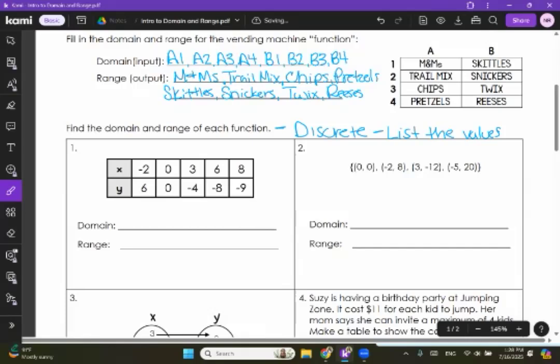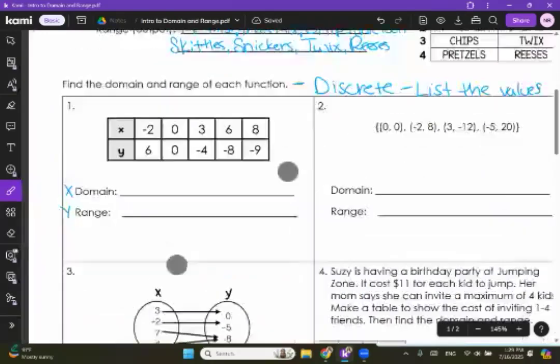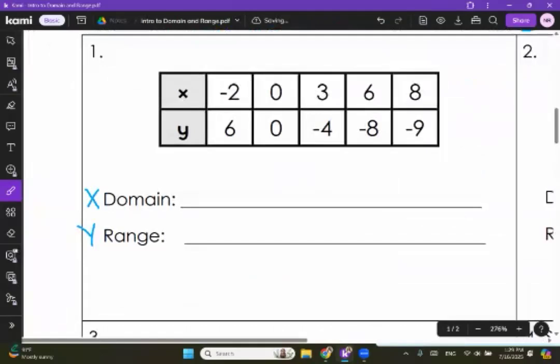Okay. So for domain, remember domain is X, range is Y. And when you list them, you want to make sure you're listing them in order from least to greatest. Okay, so smallest to largest. My X values are anywhere from -2, 0, 3, 6, 8. And also another rule, you want to skip over any numbers or any values that do repeat. Okay, we will have an example of that.